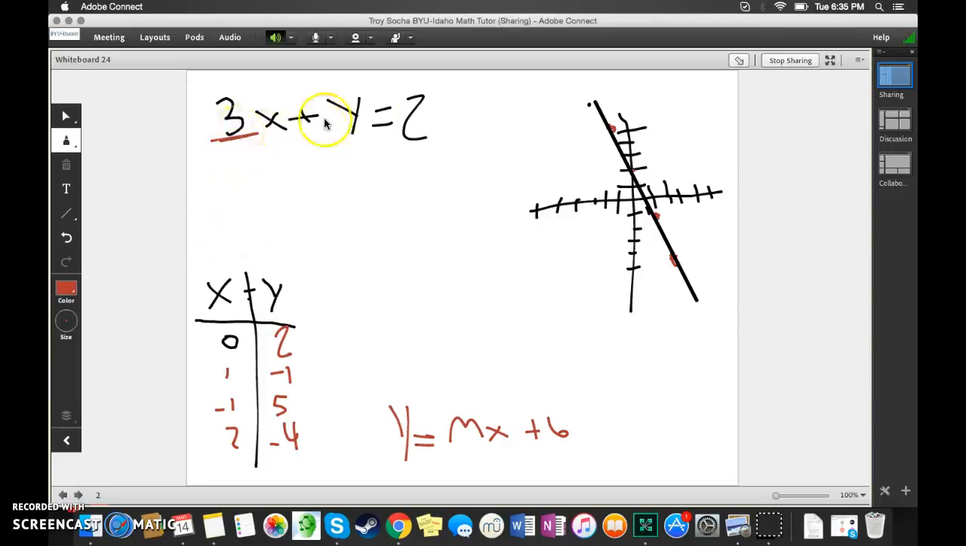Now, if we do that, we're going to solve for y, so we subtract 3x. So y equals negative 3x plus 2. This is something to remember: our slope in this case is negative 3, and it's always good to remember that it's over 1. Now, if we're going to discuss this, negative 3 over 1, that's rise over run.